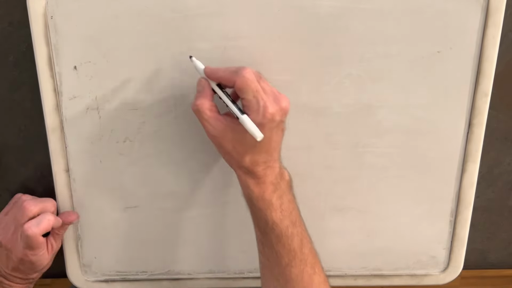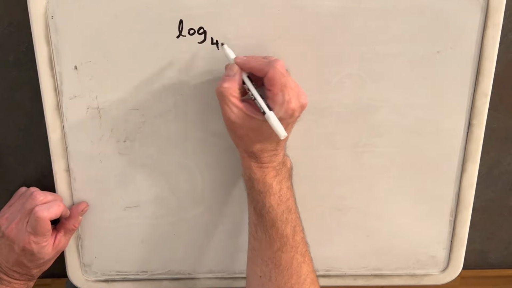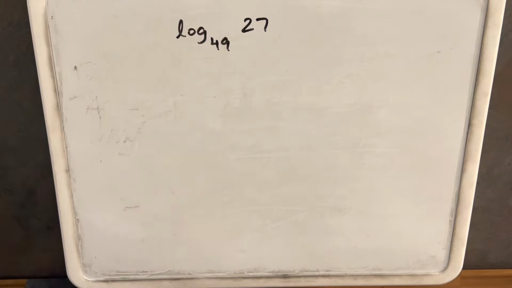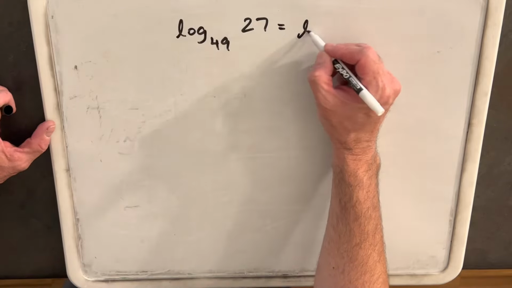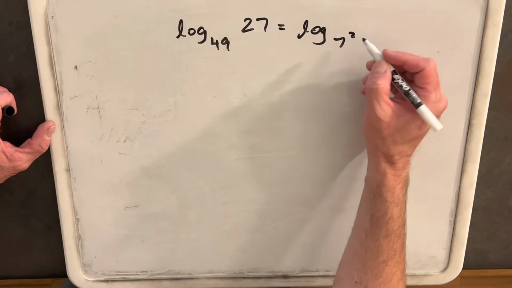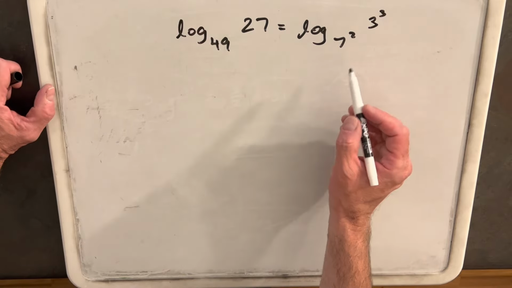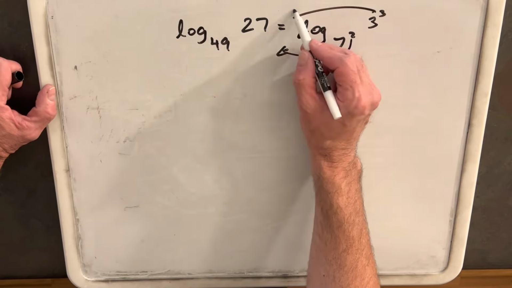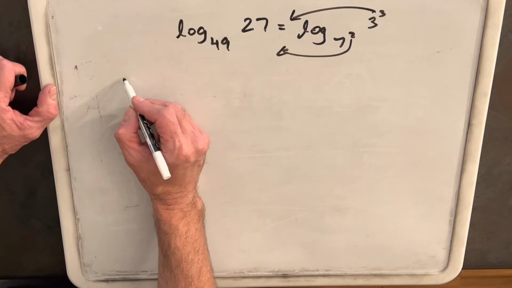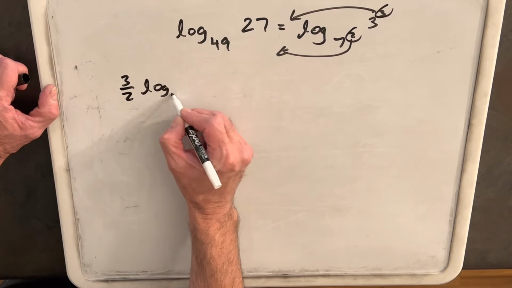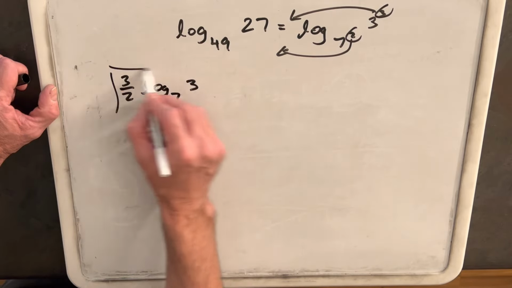So the next problem we have is log base 49 of 27. Okay, this is actually the same property, but just a little more complicated. We can rewrite this as log with a base 7 squared and 27 is 3 cubed. And so again, we can bring this to the front as a fraction, and we're going to have 3 over 2, just using these exponents, log base 7 of 3, and that's going to be our answer.